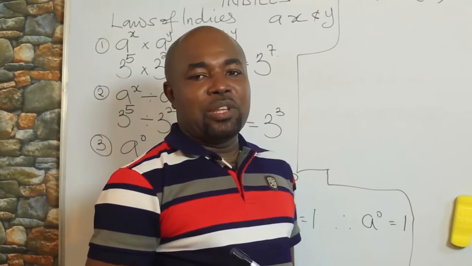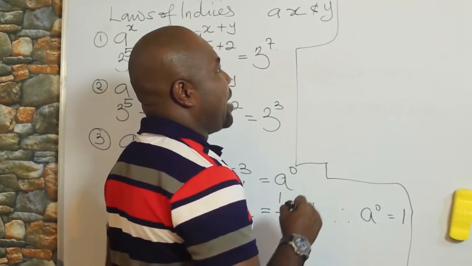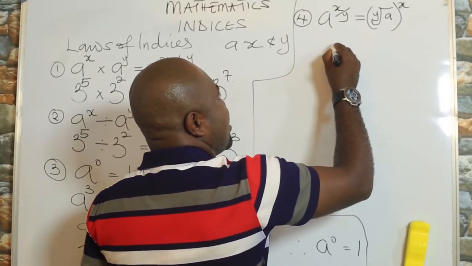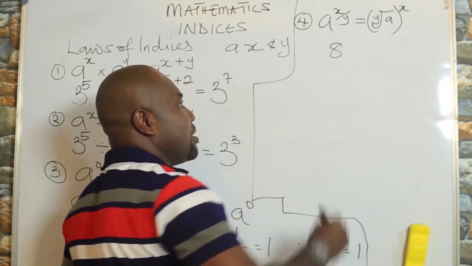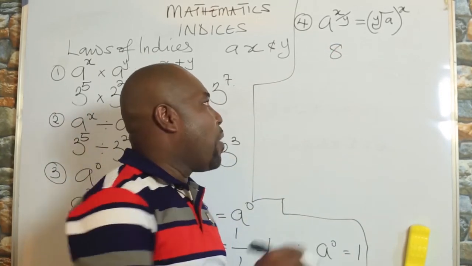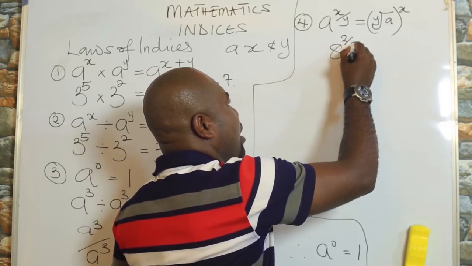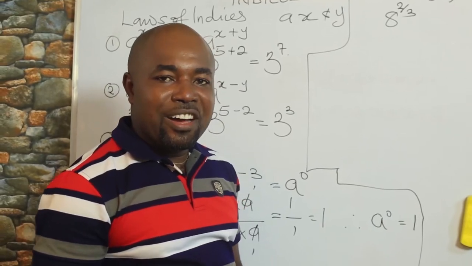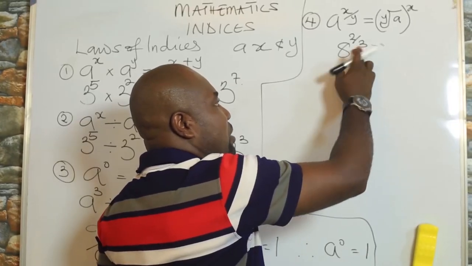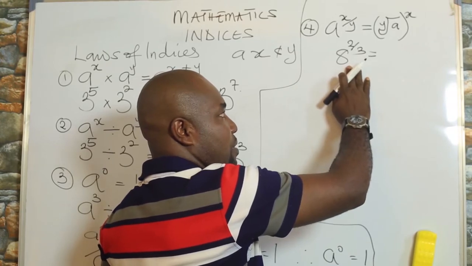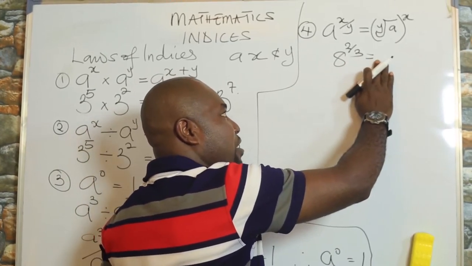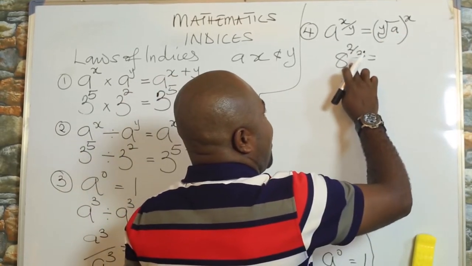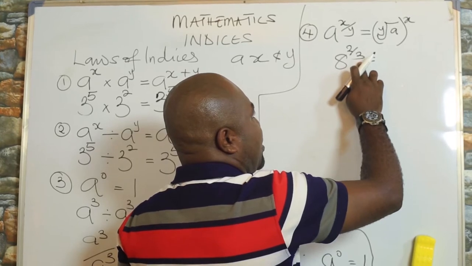Let us take an example here. If we have something like this, 8 raised to power 2 over 3. There is an alternative way to solving this, but let us solve it with this formula first. We have 8 raised to power 2 over 3.